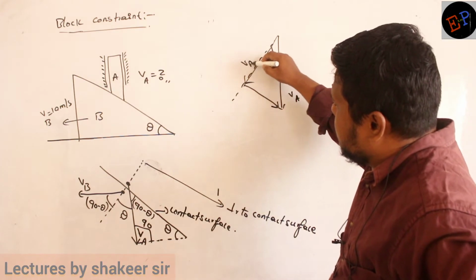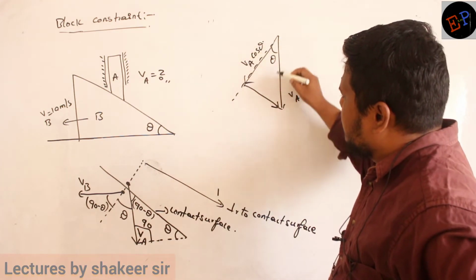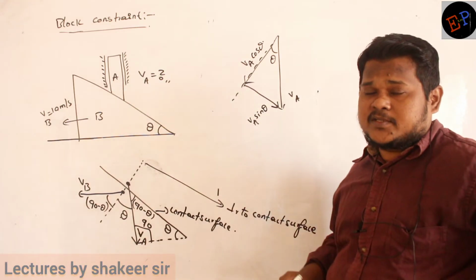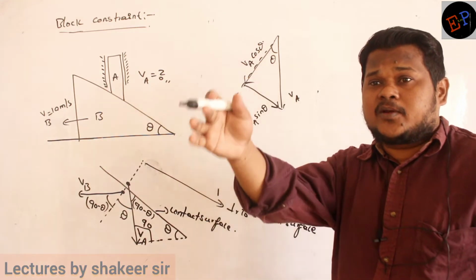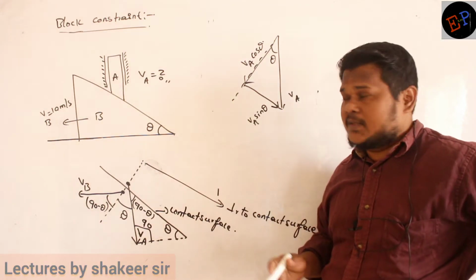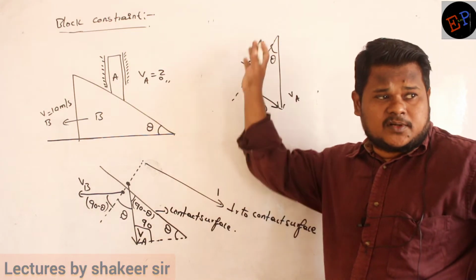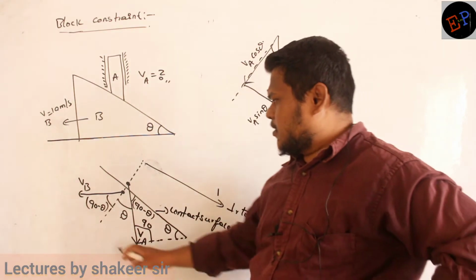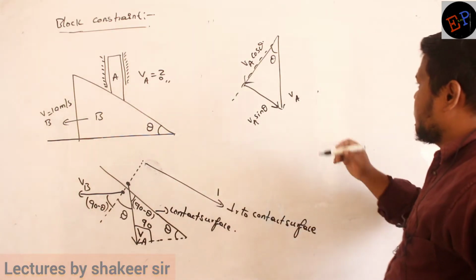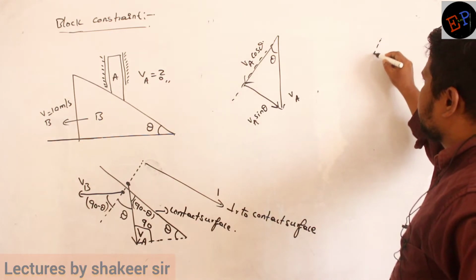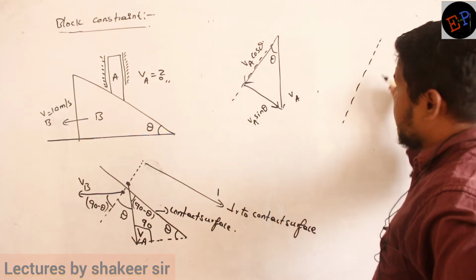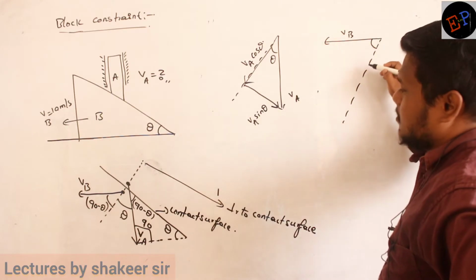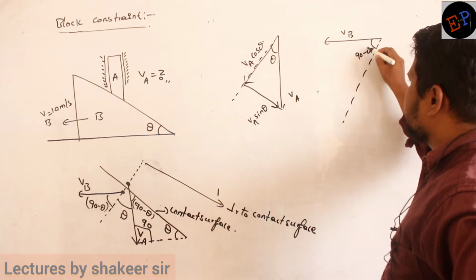This is VA cos theta, and this is VA sin theta. Which is the component present in the direction perpendicular to the contact surface? VA cos theta. This is present on the perpendicular to the contact surface. Similarly, you take VB. Again you take the same perpendicular to the contact surface. What is the direction of VB? This is the direction of VB, and this angle is 90 minus theta.